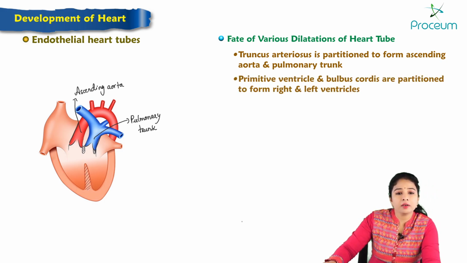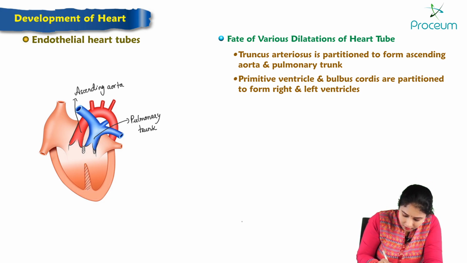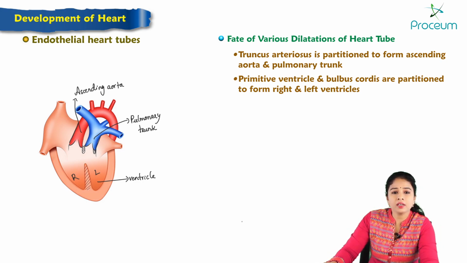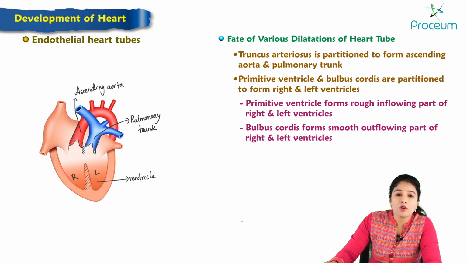And the primitive ventricle and bulbus cordis are partitioned to form the right and left ventricles. The primitive ventricle is the lower part. The right and left ventricles are derived from the primitive ventricle and bulbus cordis. The primitive ventricle forms the rough inflow part of the right and left ventricles, and the bulbus cordis forms the smooth outflow part of the right and left ventricles.